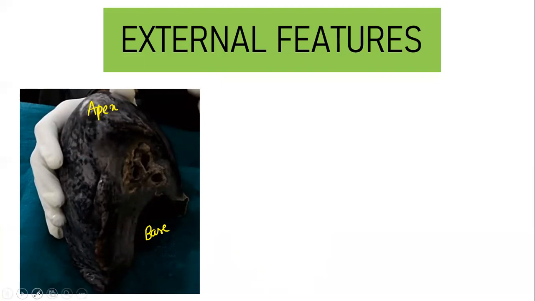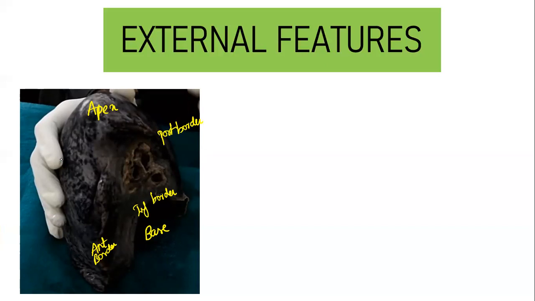So what are the borders I've got? It is very important. This is my anterior border. This is my posterior border, and this is my inferior border. Apex, base, anterior border, posterior border, inferior border. And along with that, it will have two surfaces.